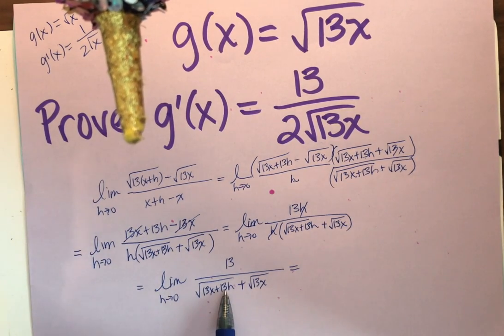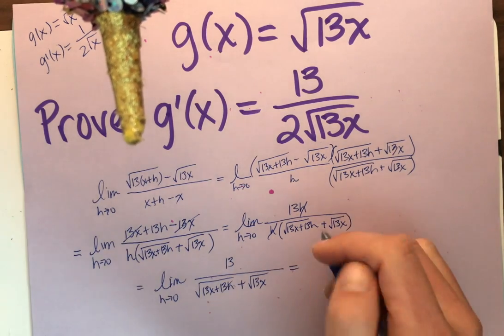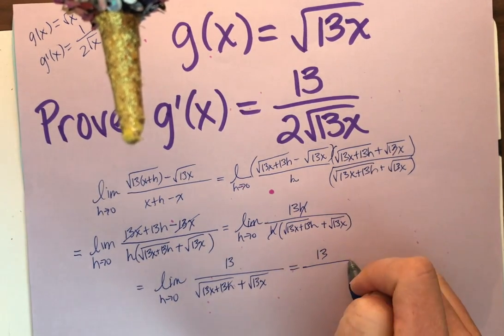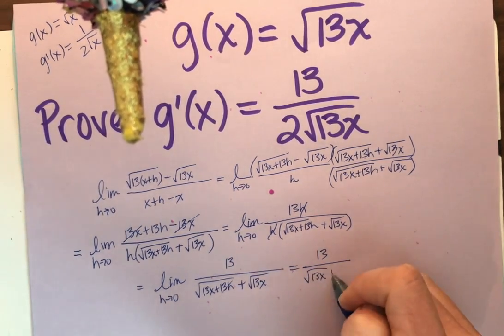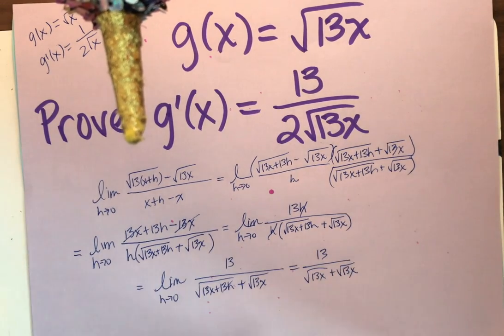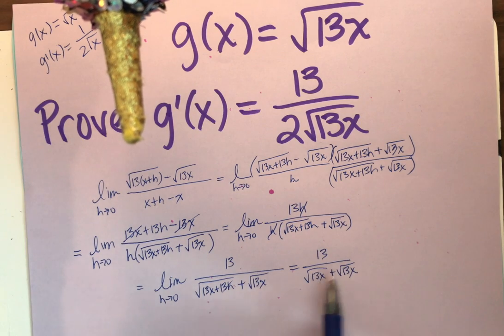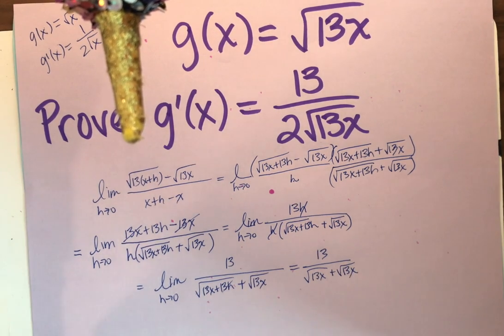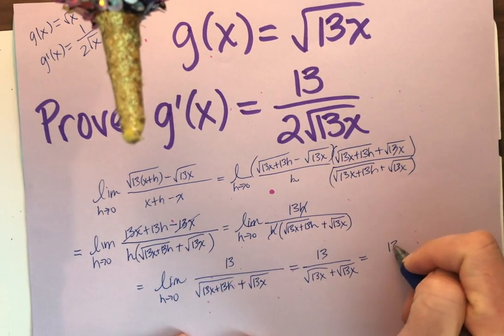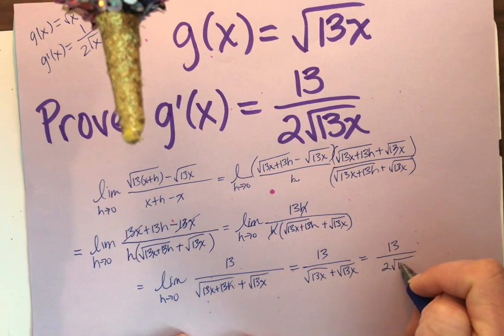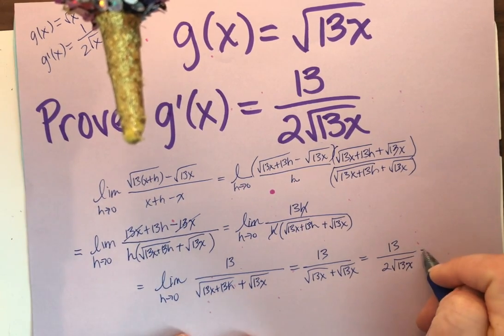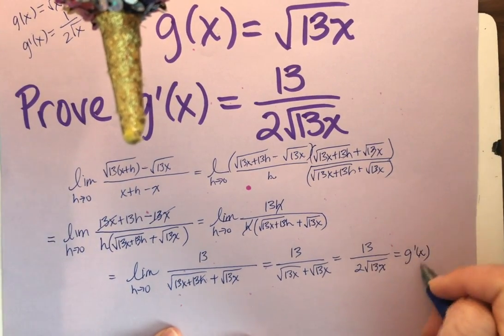Now if I let h go to 0, this thing will go away, and I have 13 over the square root of 13x plus the square root of 13x. Notice I took my limit as h goes to 0, so I don't have to write it here. The square root of 13x plus the square root of 13x, that's just 2 times the square root of 13x. Boom. 13 over 2 times the square root of 13x. Here is my g prime of x.